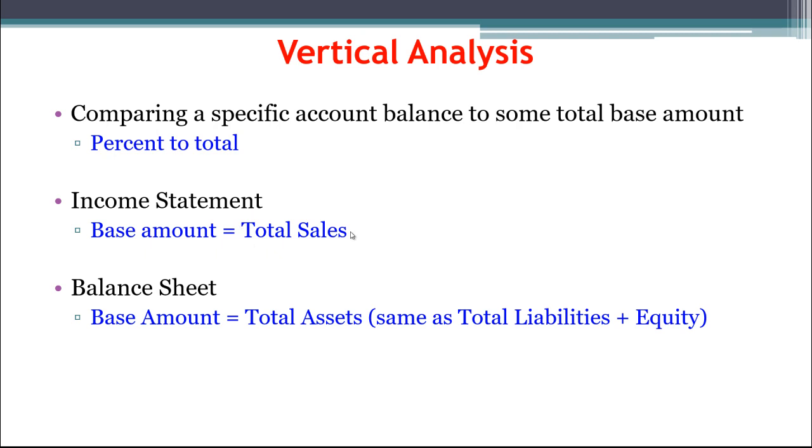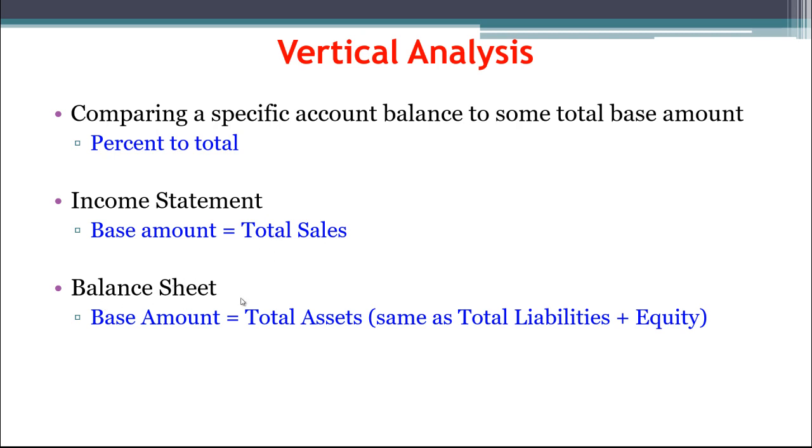Revenues obviously are a percentage of themselves, total sales, that'd be 100%. Cost of goods sold is a percentage of total sales. Gross profit is a percentage of total sales. All the various expenses are a percentage of total sales. And finally, net income is a percentage of total sales. And they all have to add up to 100%. Now, we'll see an example of that in just a bit.